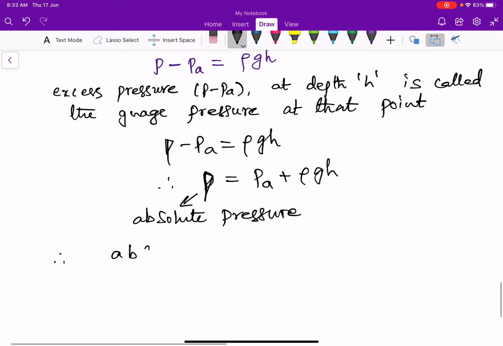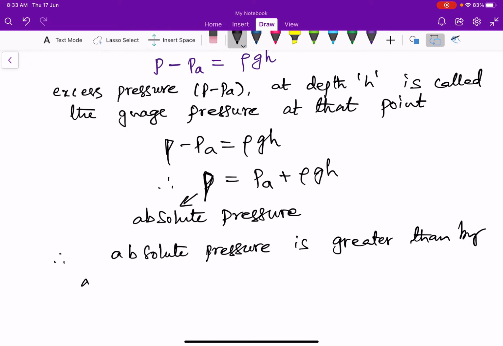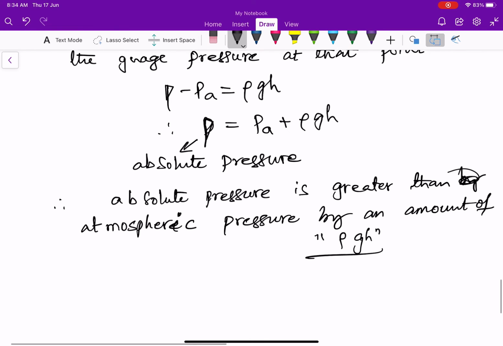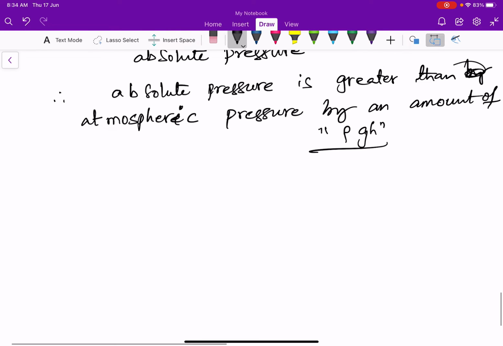Therefore, absolute pressure is greater than atmospheric pressure by an amount of rho g h. Now here, absolute pressure is equal to atmospheric pressure plus rho g h. We know that atmospheric pressure is equal to 1.013 into 10 to the power of 5 Pascals.